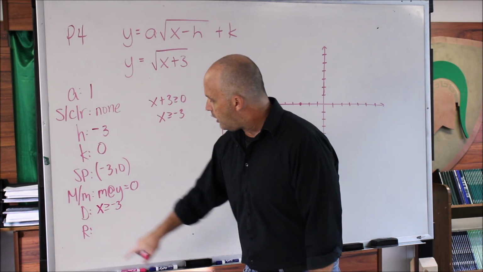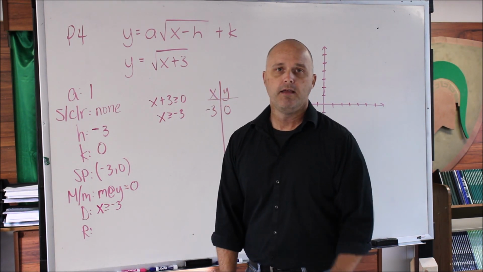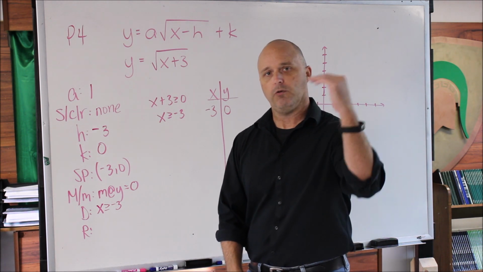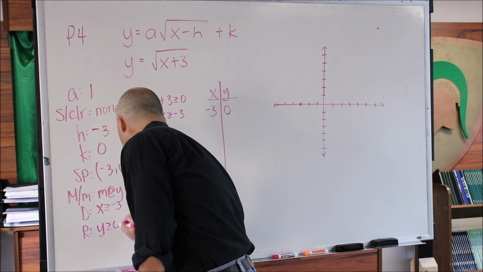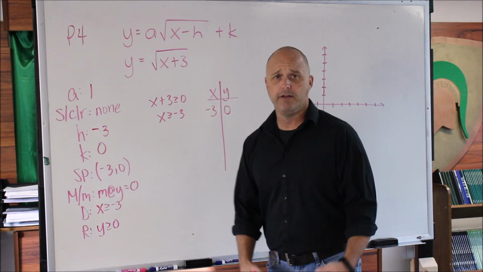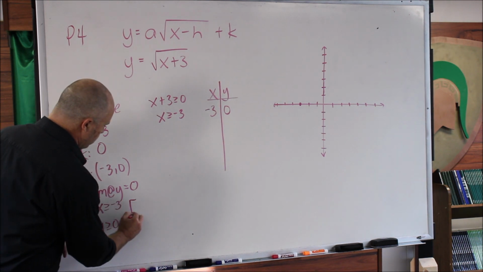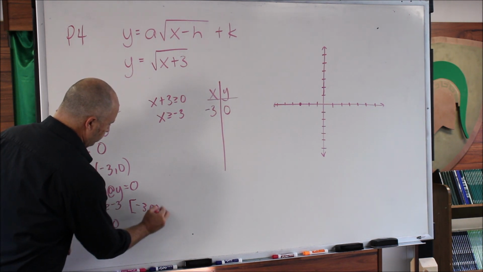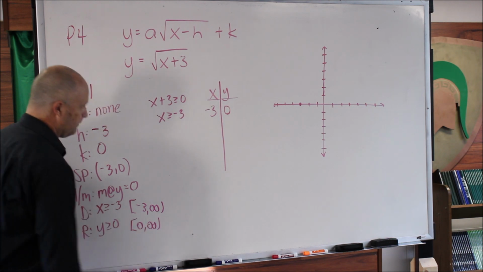And then the range on this is going to be the minimum value, but we're going to change that equal sign to greater than or equal to because we know that it's opening up. So we're going to go y is greater than or equal to 0. Again, if you were to do this in interval notation, you're going to have -3 to infinity and 0 to infinity.